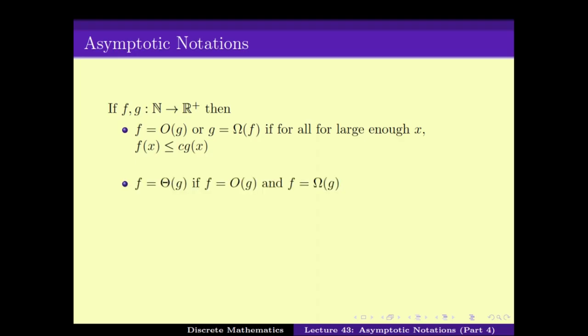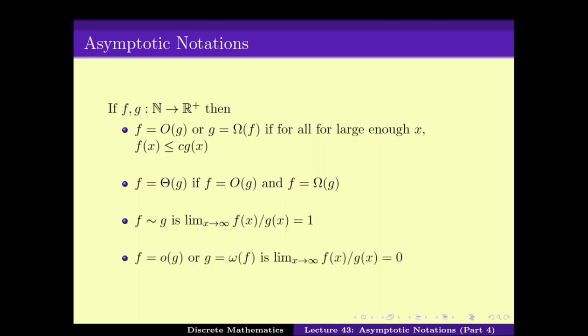If f is big O of g and f is big omega of g, that means if f is upper bounded and lower bounded by some constant multiples of g, then we say f is theta of g. And we have the asymptotic similar notation and the small o notation, which we saw and which is extensively used in the literature. So it's very important to be very familiar with this set of notations.